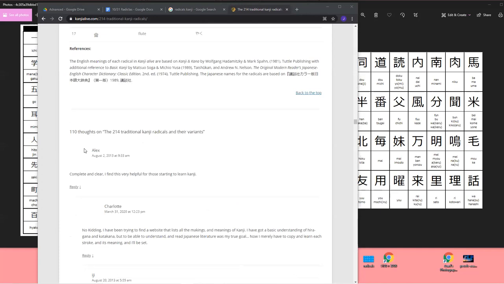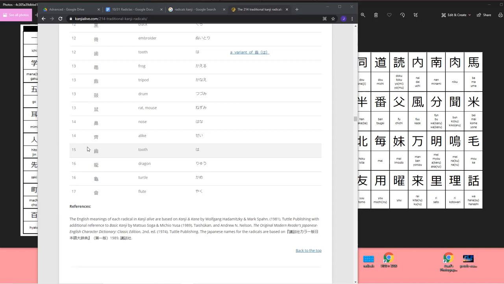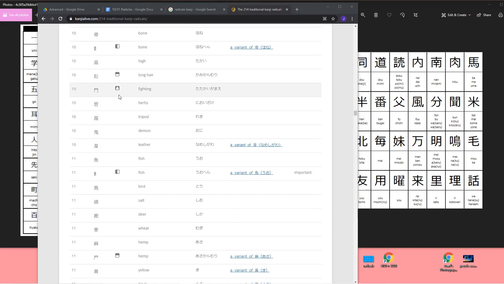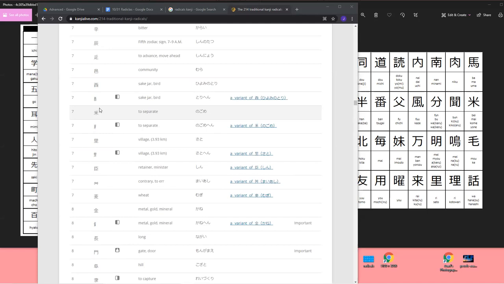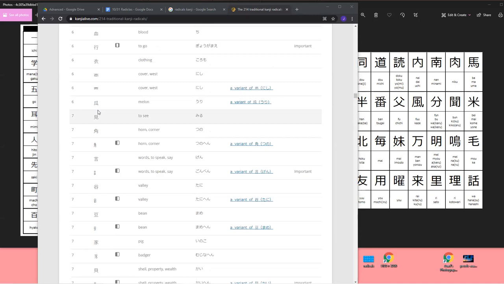You definitely don't need to memorize all of these, because later on when you learn more kanji, you're going to start picking it up. You don't have to memorize every single one of them, but just know the basics and how they work, what they are, and stuff like that.